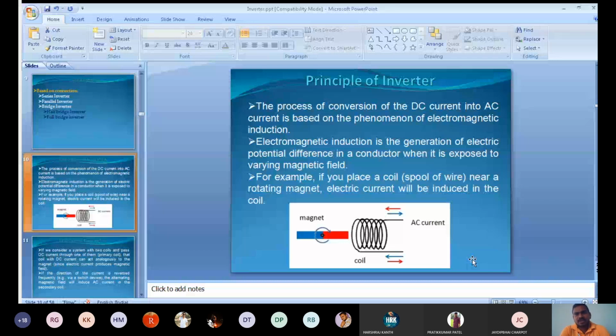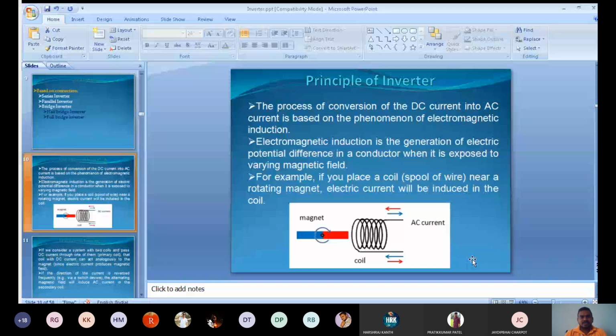So the process of conversion of DC current into AC current is based on the phenomenon of electromagnetic induction. Electromagnetic induction is the generation of electric potential difference in a conductor when it is exposed to a varying magnetic field. So when the conductor is put in a variable magnetic field, at that time EMF is induced in that conductor. This law we knew.